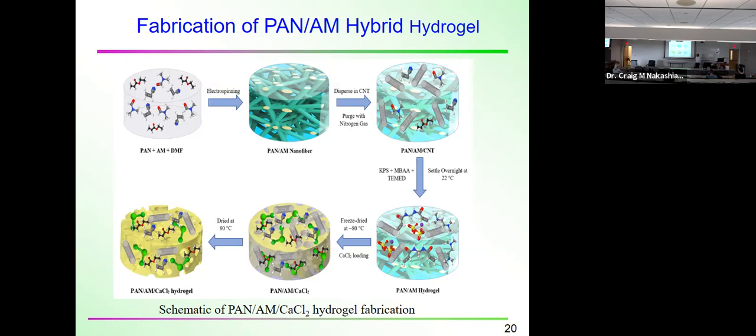This hydrogel, with CaCl2, can harvest atmospheric moisture, even from dry air. Even at 25% humidity, this hydrogel can capture moisture from the atmosphere. It has this ability. We are submitting a patent out of this work. We already submitted this patent, so I am not showing the details of this process.